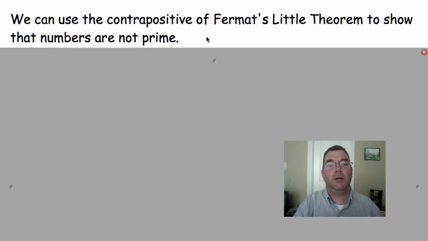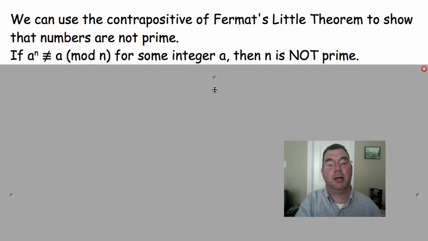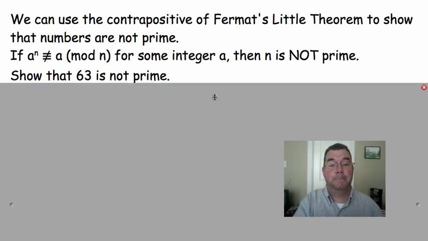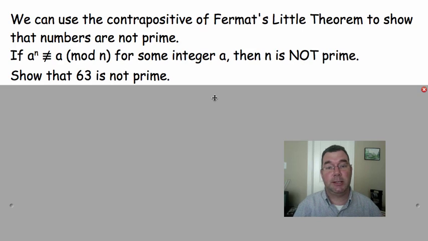All right. We can also use the contrapositive of Fermat's little theorem to show that numbers are not prime. So here's what the contrapositive looks like. If a to the n is not congruent to a mod n, then n is not prime. Okay, so that's the contrapositive. Look back at your geometry notes to see what the contrapositive is and why that's correct.